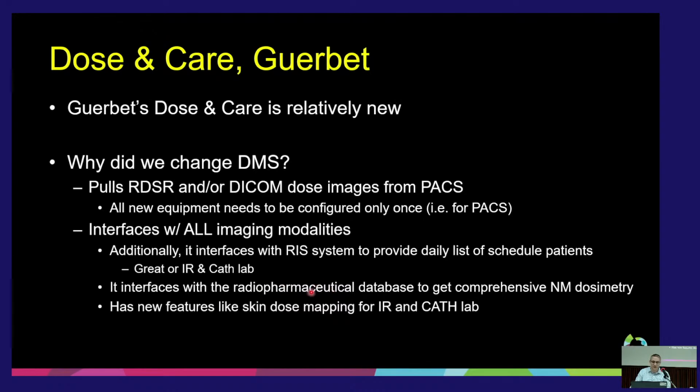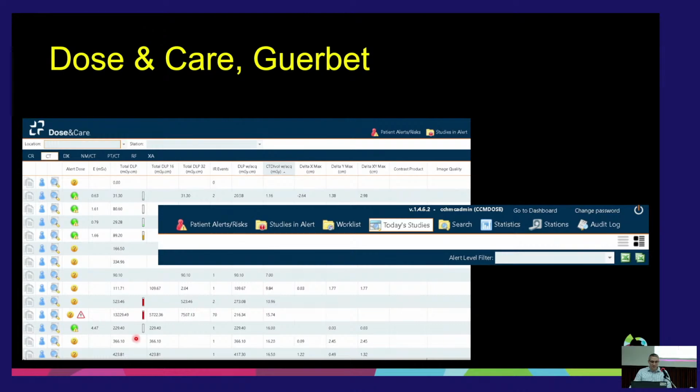Anyway, it also interfaces with the radiopharmaceutical database. It's nice because the way we do our dose calculations in nuclear medicine, everything is entered into a radiopharmaceutical database. All of our technetium doses, FDG, all of that is there, but those do not connect with our other dose monitoring systems. So we always had to manually do our dose reporting for nukes. Now everything is in Dose and Care, and it's all in one place. And then it has skin dose mapping and other features that we did not have in our other options. So this is a picture right here on the left of the home page when you launch it.